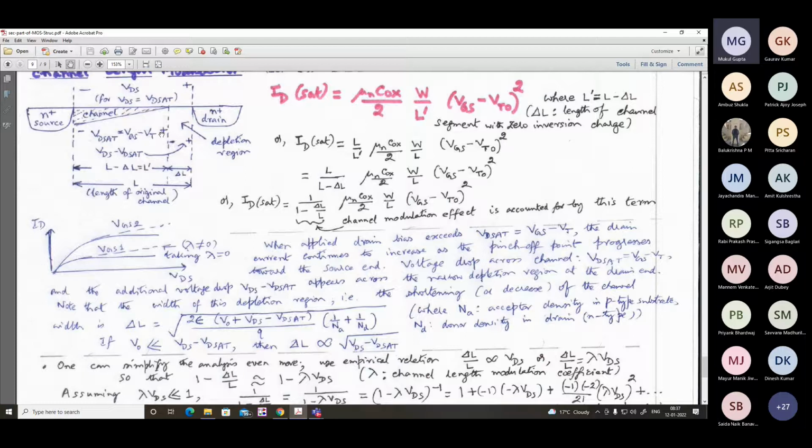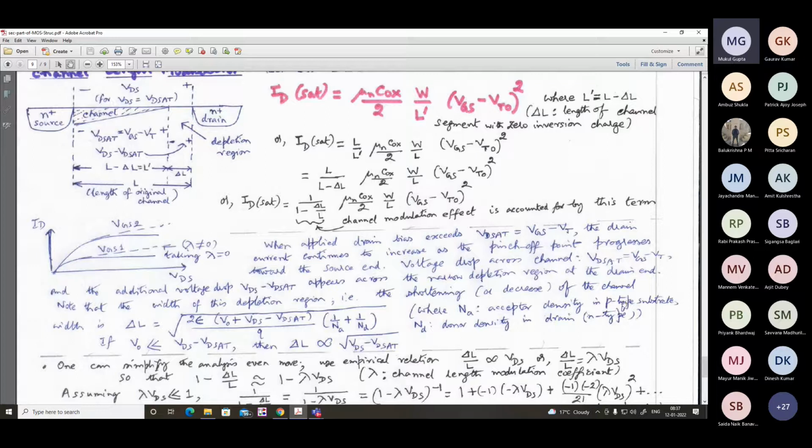And the voltage drop across the channel is VDS equal to VGS minus VT. Then where there is no channel, the voltage drop will be just the difference of VDS minus VDS sat. Okay, right? And the additional voltage drop will appear across the narrow depletion region at the drain end. Note that the width of the depletion region, that means delta L, if you consult any semiconductor device book, you will find that this width of the depletion region can be found out by considering different concepts, particularly the contact potential or the diffusion potential of this PN plus junction.